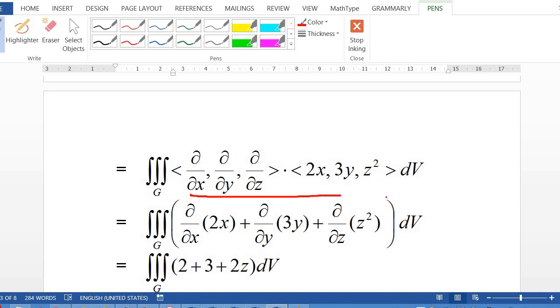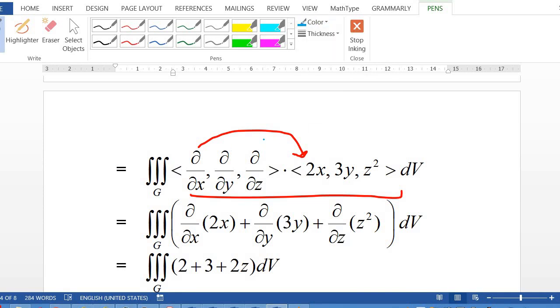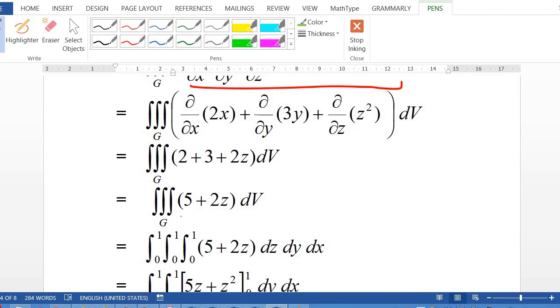So evaluate the dot product first, which gives you a scalar value. That is ∂/∂x of 2x, plus ∂/∂y of 3y, and then ∂/∂z of z squared. So ∂/∂x of 2x you have 2, ∂/∂y of 3y you got 3, ∂/∂z of z squared you got 2z. So it becomes 5 plus 2z, the triple integral of 5 plus 2z dV over the solid G.